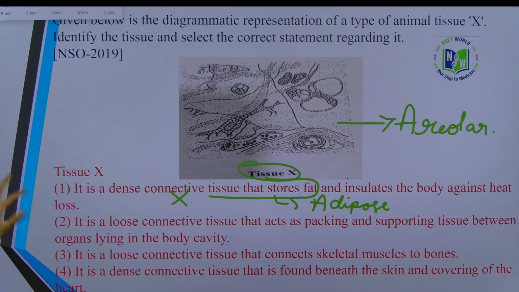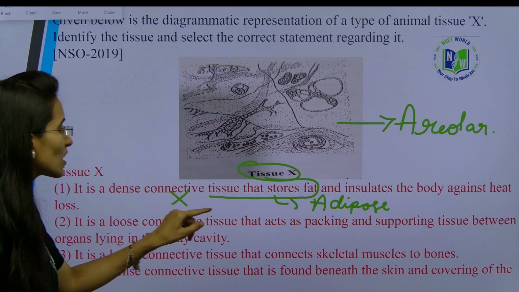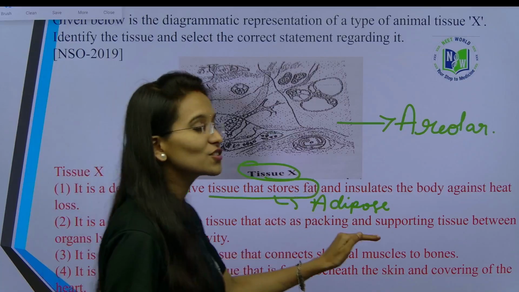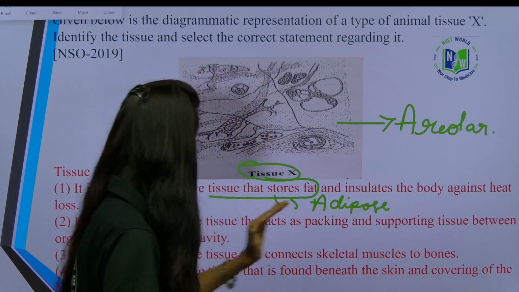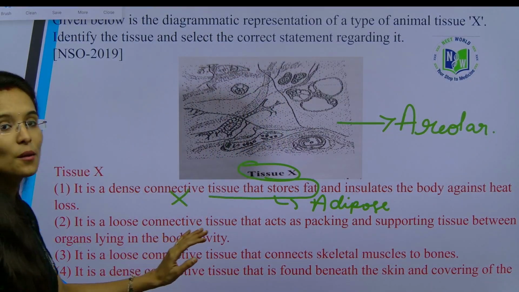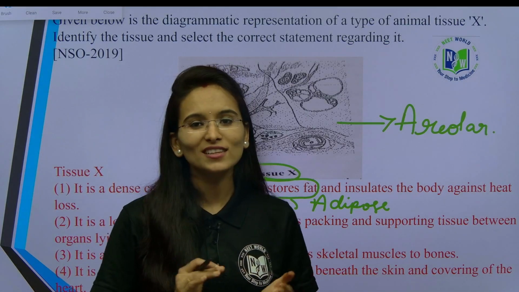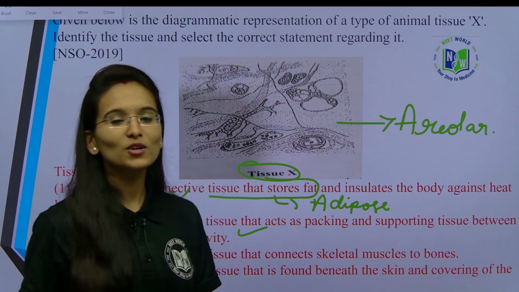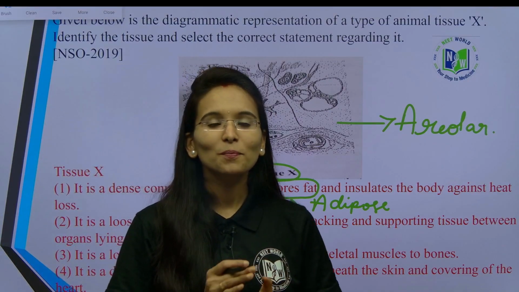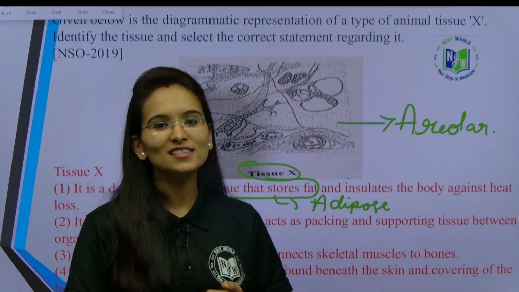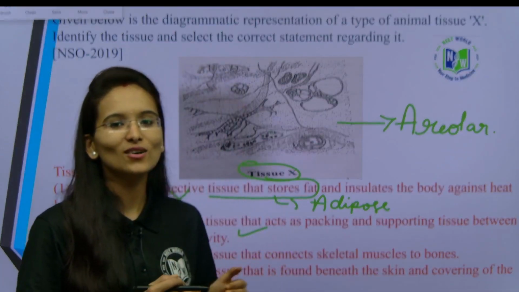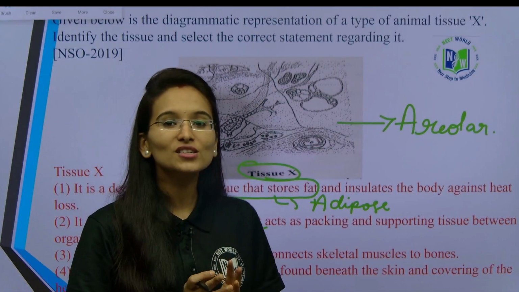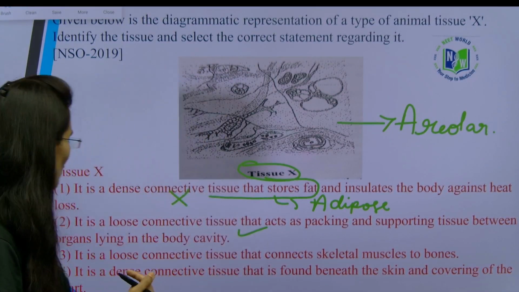Next, coming towards the second option, it is a loose connective tissue that acts as packaging and supports the tissue between the organs lying in the body cavity. Can you guess whether it is the right option, students? Yes, this is absolutely the right option, because areolar tissue is going to connect, and next it is going to fill the space inside the organs. So hence it is called packaging tissue and filler tissue, which is going to support our body.